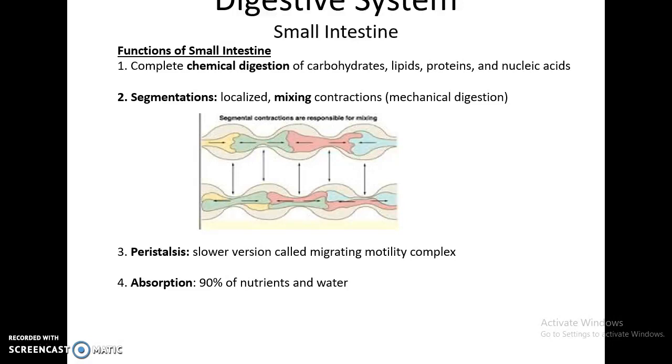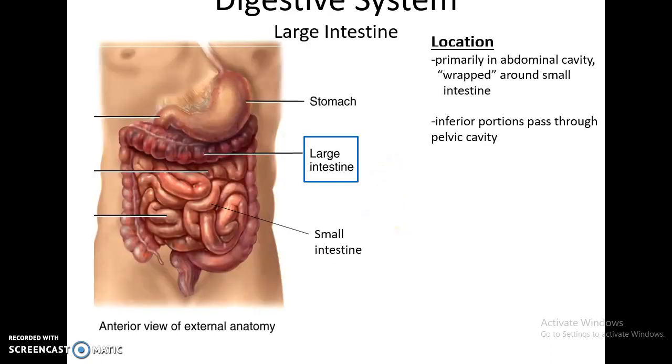Function in small intestine: complete the chemical digestion process of all the various macromolecules we need. Segmentation, this is localized mixing, where contractions just sort of move the contents of the small intestine back and forth, back and forth, back and forth. Peristalsis, to move the entire material along the length of the small intestine. Usually it's pretty slow, but there's an even slower version called the migratory motility complex. And of course, lots of absorption. About 90% of the nutrients and water are absorbed in the small intestine.